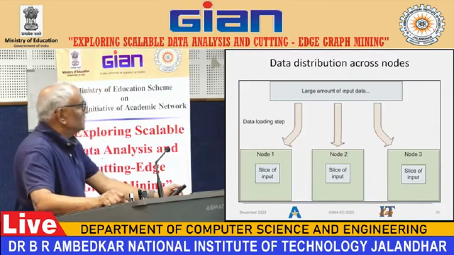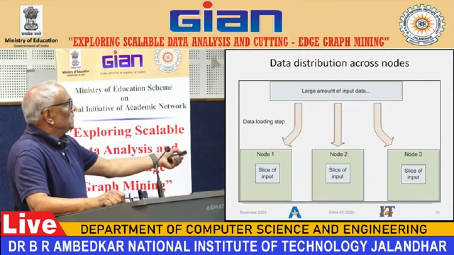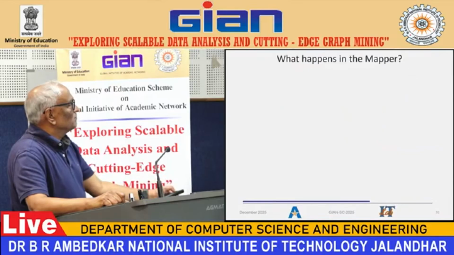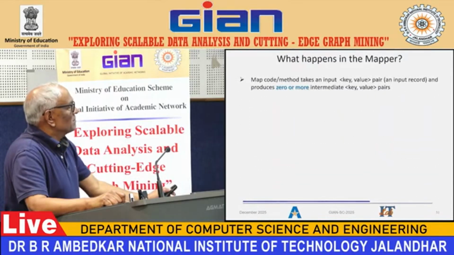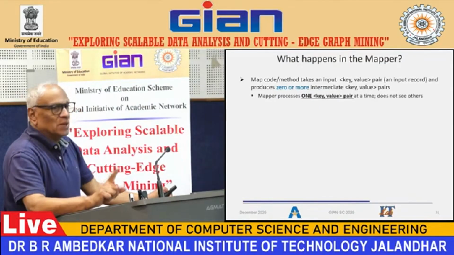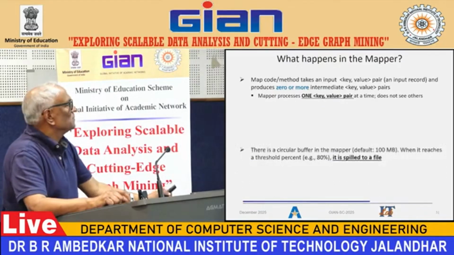So this is what happens. You have the large amount of input data. Node 1 gets a slice, node 2 gets a slice, node 3 gets a slice. What happens in the mapper? The map method takes an input key value pair and generates 0 or more. Mapper processes one key value pair at a time. This is important to understand.